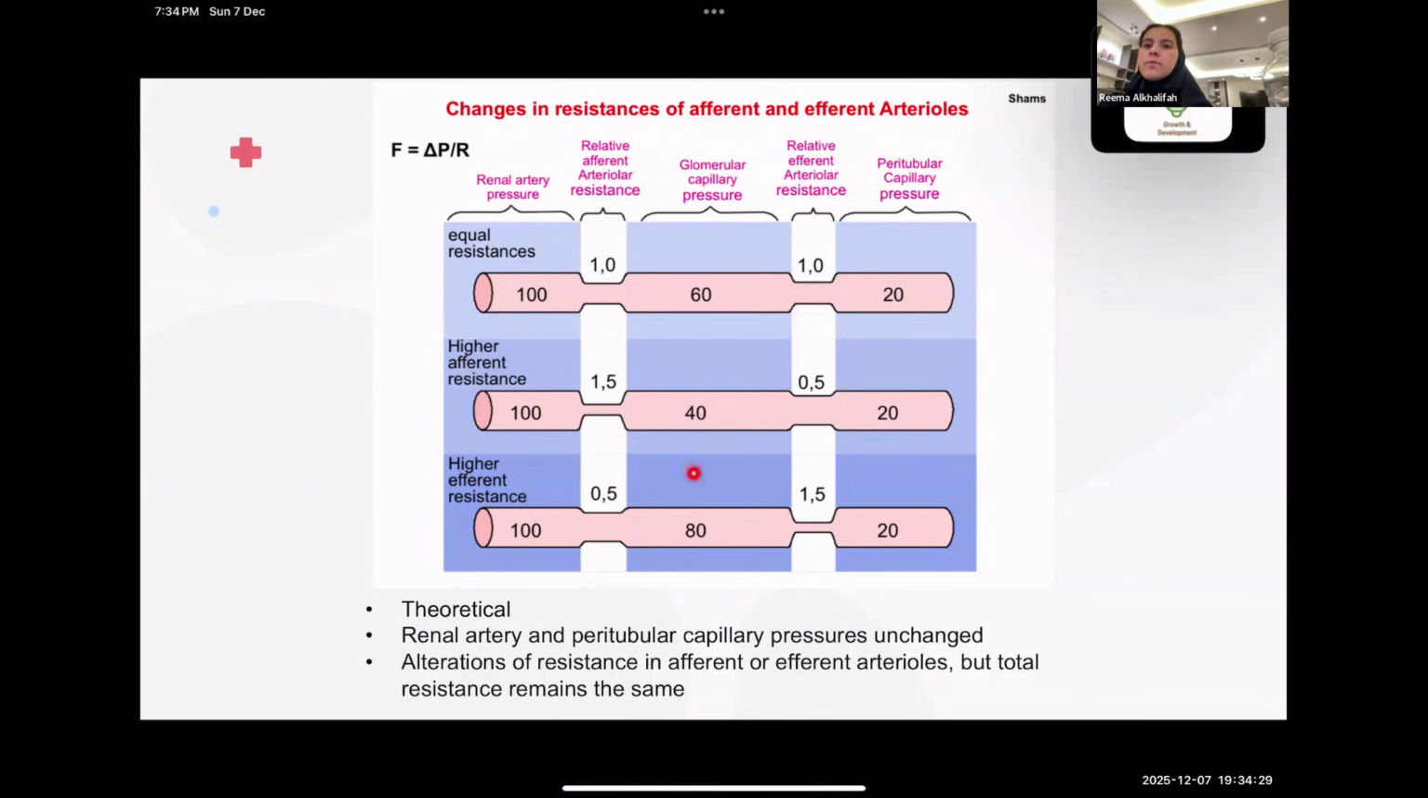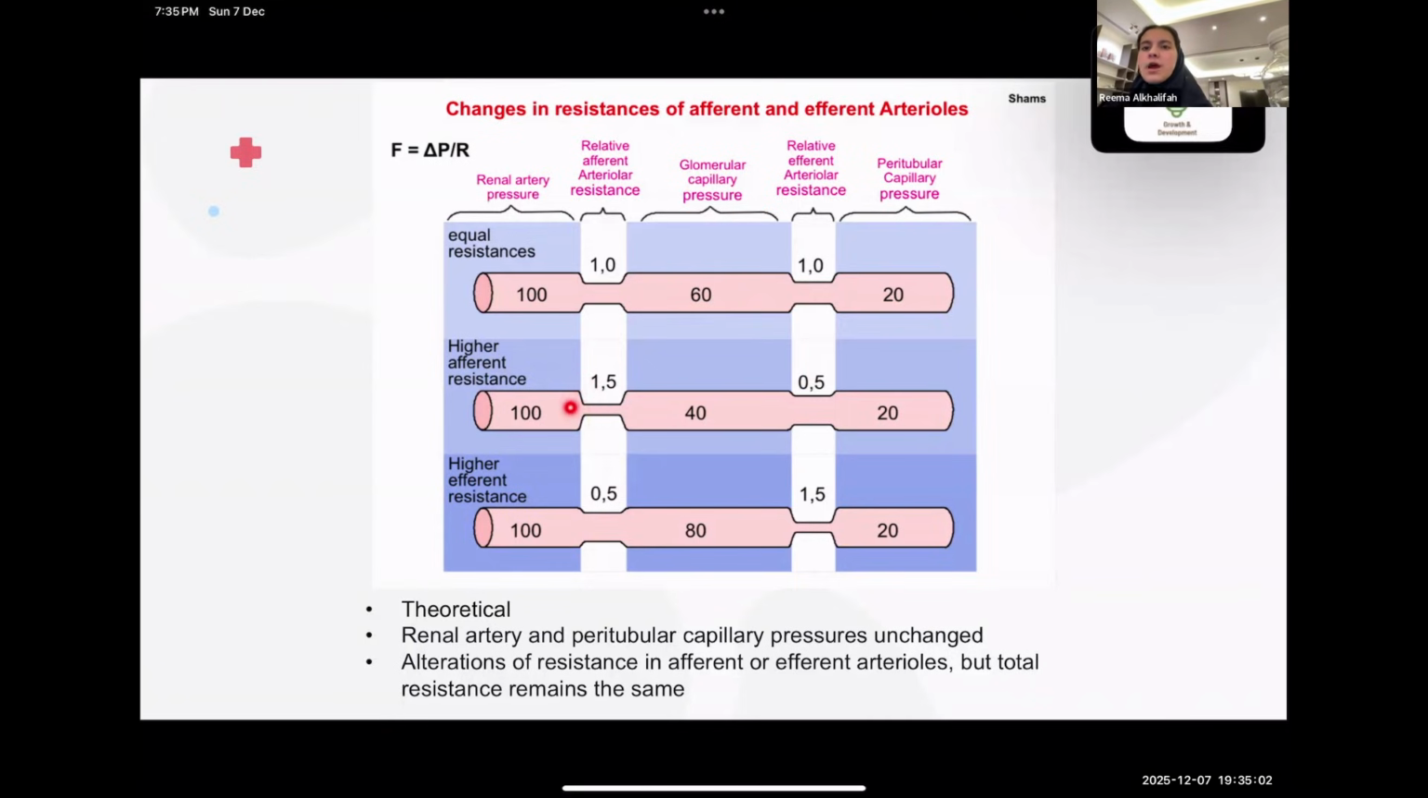Now, those two columns are the resistance of the afferent and efferent arteriole. Now, the total resistance is 2 for both arterioles. We're not going to change that. We're only going to change the distribution of the resistance. Now, the pressure in the glomerular capillary is 60. What if we removed a half from the efferent and added the half to the afferent arteriole? So now there's more resistance in here.